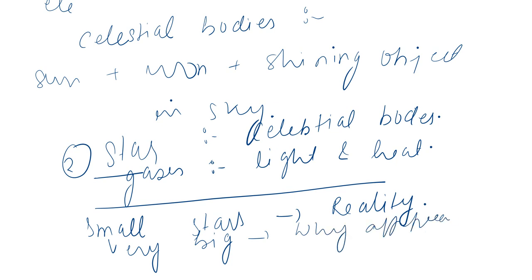The reason is very simple. They are very far away from us, so they appear very small. We can understand this with the example of an aeroplane, which appears very tiny when we see it flying in the sky from the earth's surface. So the star also appears very small when we see it from the earth's surface because it is very far from us.